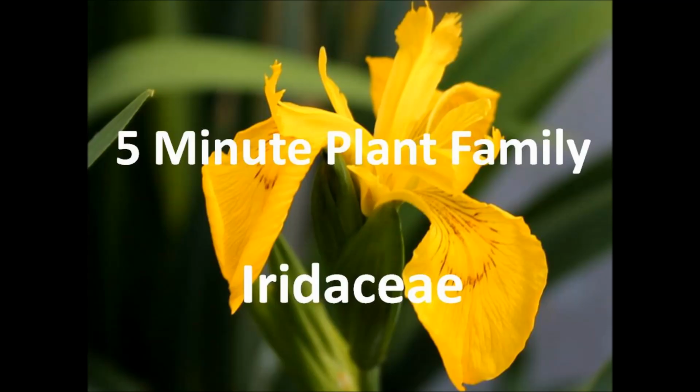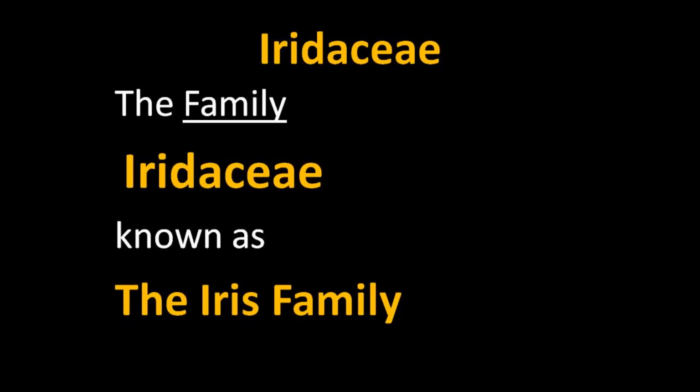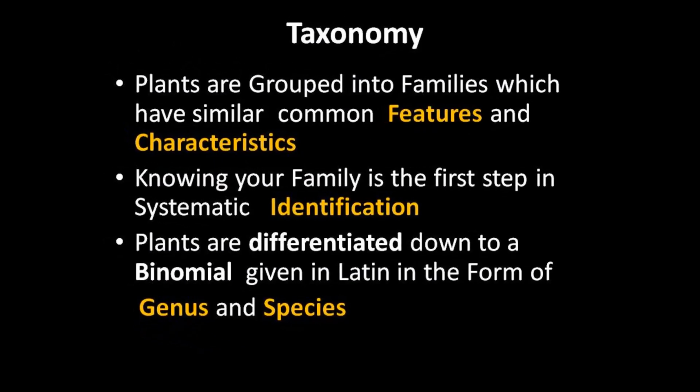In this episode, we will be focusing on the common characteristics of the differing flower morphologies exhibited by the various genera in this family. So it follows knowing your plant families is the first step in systematic identification, where plants can be differentiated down to a binomial given in the Latin form of genus and species, i.e. two parts.